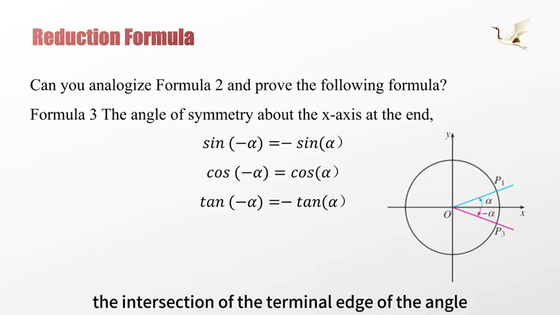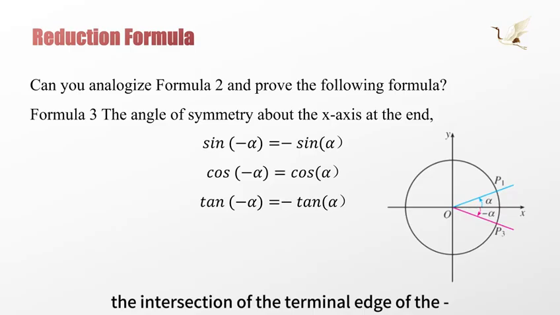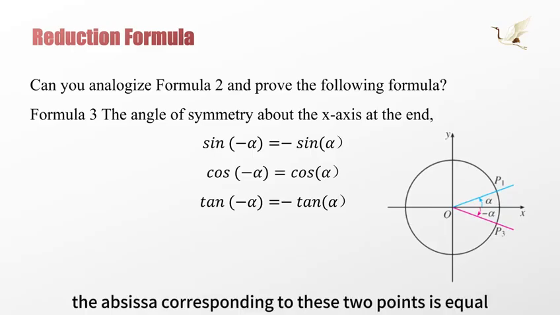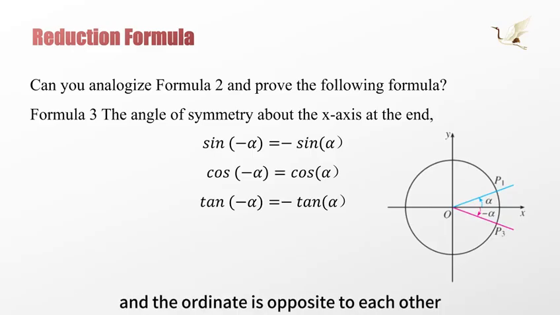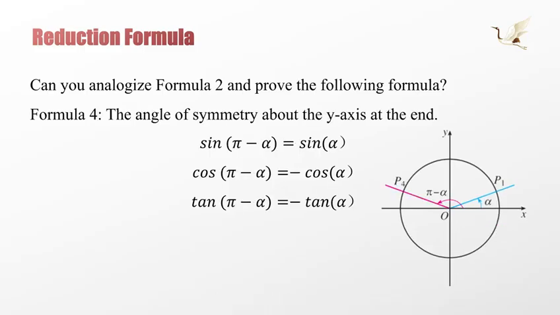Let us assume that the intersection of the terminal edge of the angle alpha and the unit circle is still P1. The intersection of the terminal edge of negative alpha and the unit circle is P3. Since the terminal edges of the angle alpha and negative alpha are symmetrical about the x-axis, their intersections P1 and P3 with the unit circle are also symmetrical about the x-axis, so the abscissa corresponding to these 2 points is equal, and the ordinate is opposite to each other. Using the trigonometric function definition of 2 groups of angles, we can get that sine negative alpha is equal to negative sine alpha, cosine negative alpha is equal to cosine alpha, tangent negative alpha is equal to negative tangent alpha.